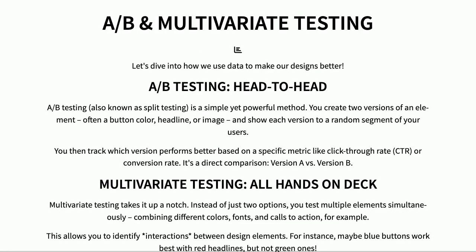Okay, so let's talk about how we really figure out what works best in design. We do this primarily through testing. First up is A/B testing. Think of it like a head-to-head battle between two versions of something.